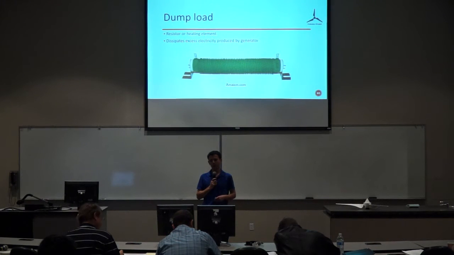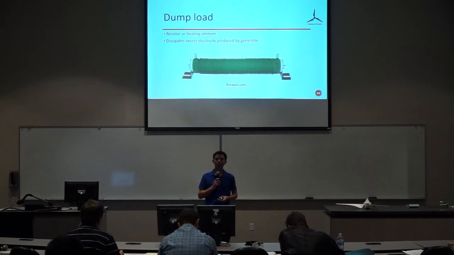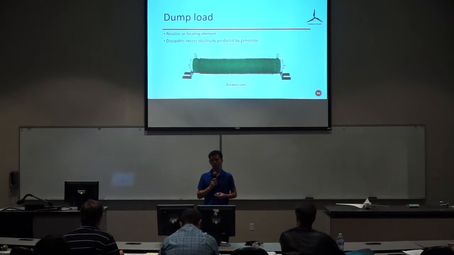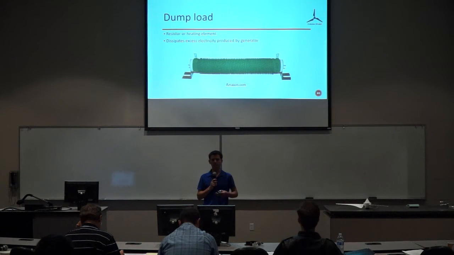The dump load will either be a resistor or a heating element. This will dissipate the excess electricity that is produced by the generator once the battery is fully charged. We did consider other options such as light bulbs or tools. The problem with other dump loads such as a light bulb is if the light bulb burns out, the excess power has nowhere to go and it will fry the charge controller.